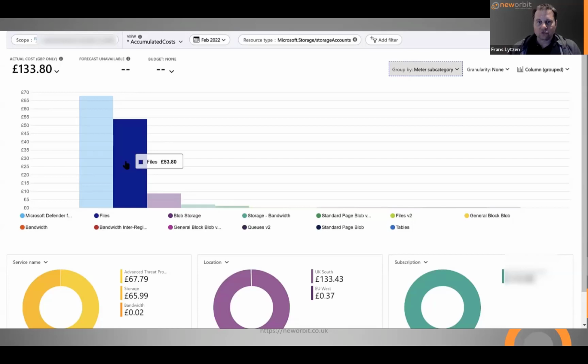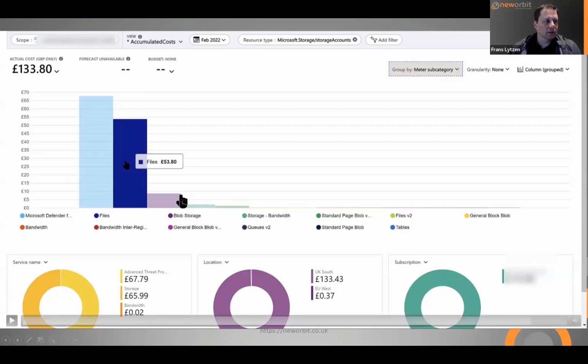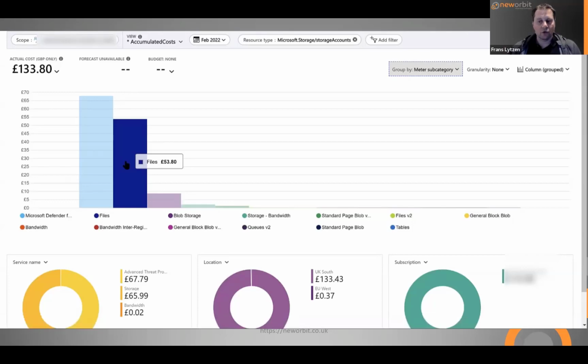Okay, so that's how the cost analysis tool works and how you can drill down. As I said, the key thing is you've got to keep drilling into it. That group by is just inconsistent. Just try different things and see what results you get, and keep drilling into it to try and find out where your money is going.